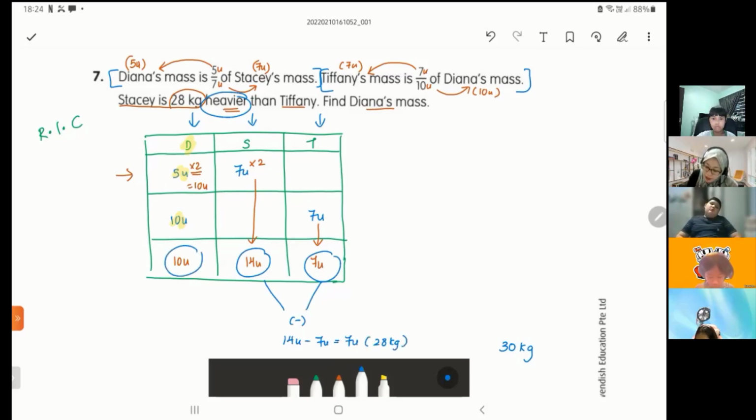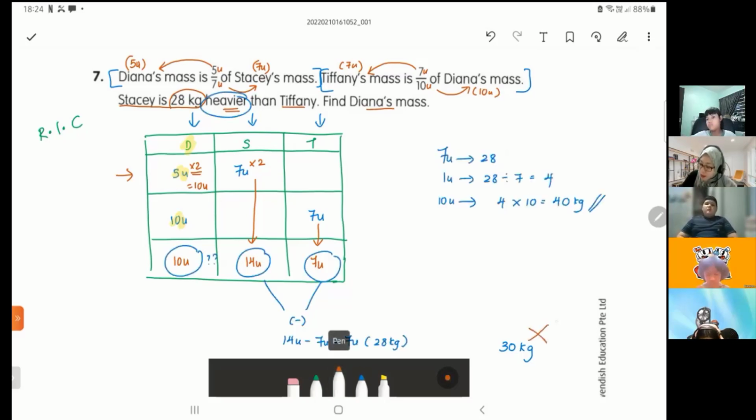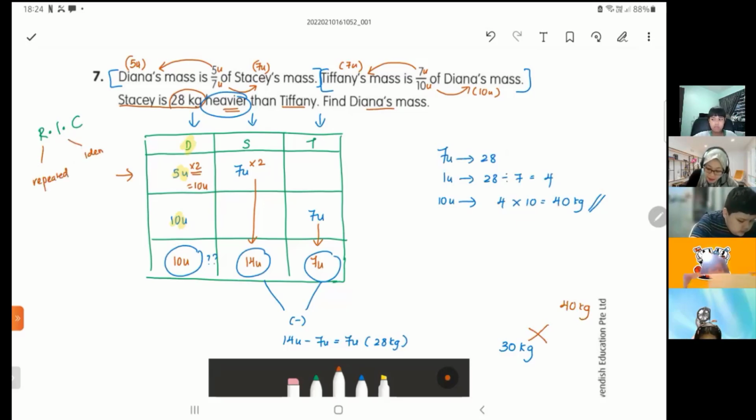I want to find Diana's mass. This one. 7 units is 28. 1 unit is 28 divided by 7. I get 4. Then Diana is 10 units. 4 times 10 equals 40 kg. Answer. Not this, but 40 kg. Okay, what concept? I repeat. Repeated identity concept. You can see that Diana is repeated, right? Okay, copy down.